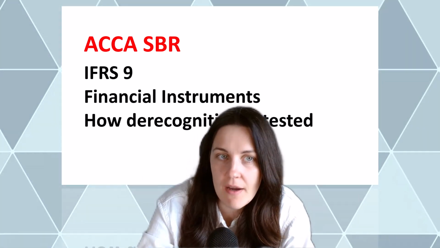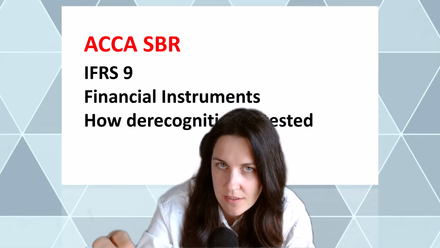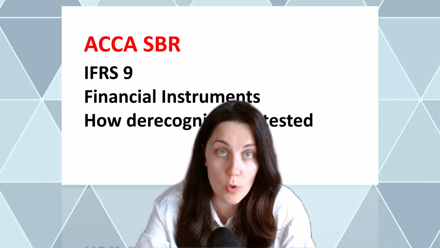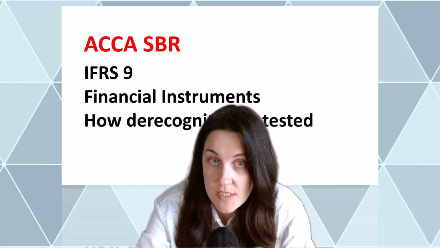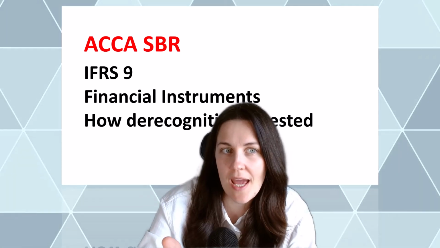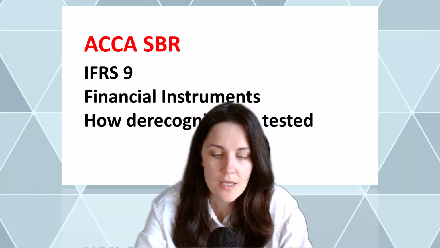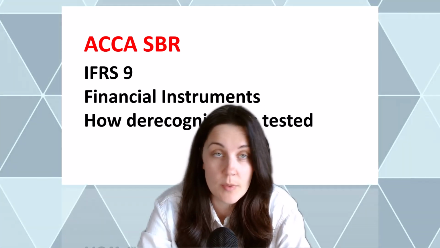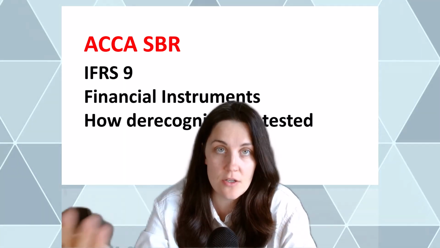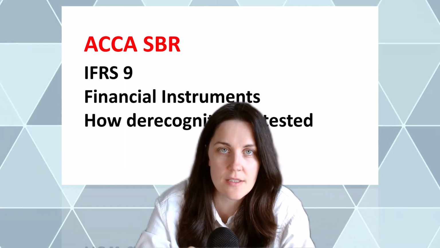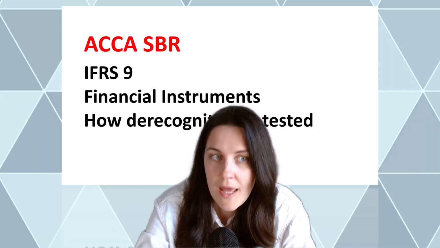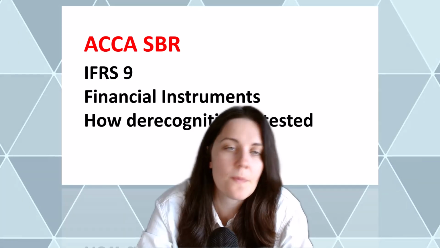IFRS 9 tells us that a financial asset, like for example an investment in shares, an investment in debt like purchased bonds, or accounts receivable, is going to be derecognized when the contractual rights to the cash flows have expired. So for example, you had accounts receivable, you haven't received the payment, and also the legislation in your very country says that you can't claim for something that is 3 years overdue, then you have to derecognize it.